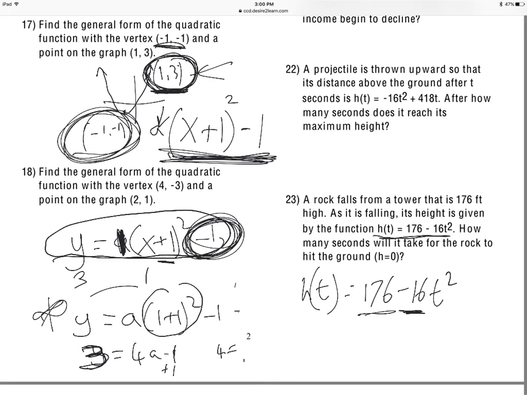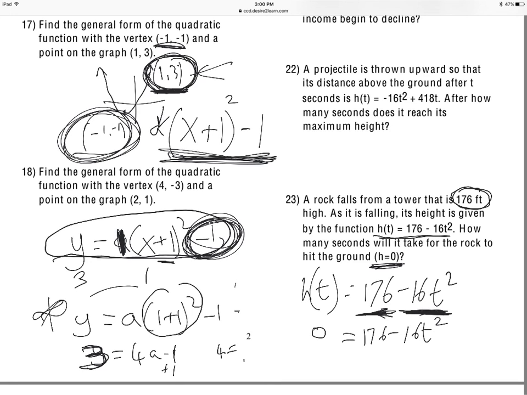Now the reason why this is here is because 176 feet is when t is 0, at the start, when it hasn't been thrown. You're at the top of the 176-foot tower, because when t is 0, that term is gone and you're left with 176. Now to solve this, when it hits the ground, h is 0. In other words, 0 equals 176 minus 16t squared. We're going to solve for this.